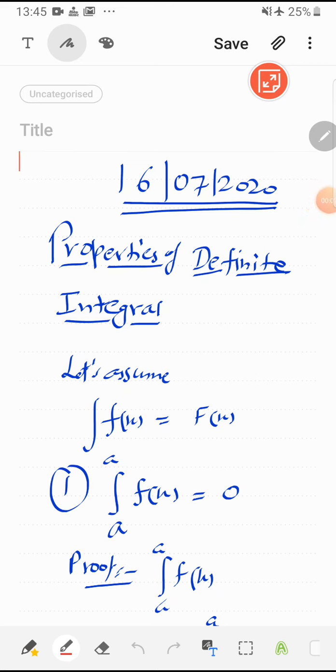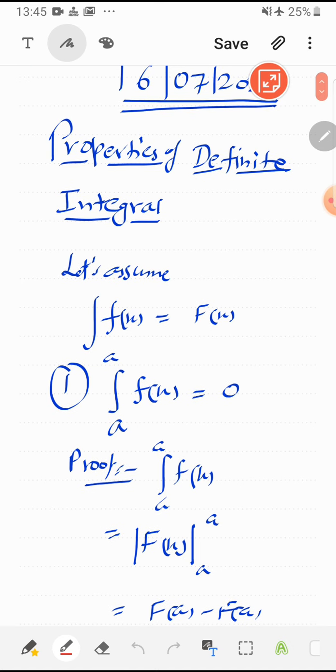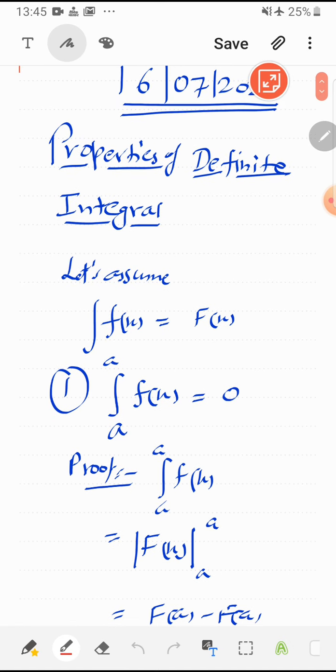Hello students, today we are going to discuss properties of definite integral, their proof and some illustrations. In the last video we discussed properties of definite integral without proof. So now we are discussing their proof.